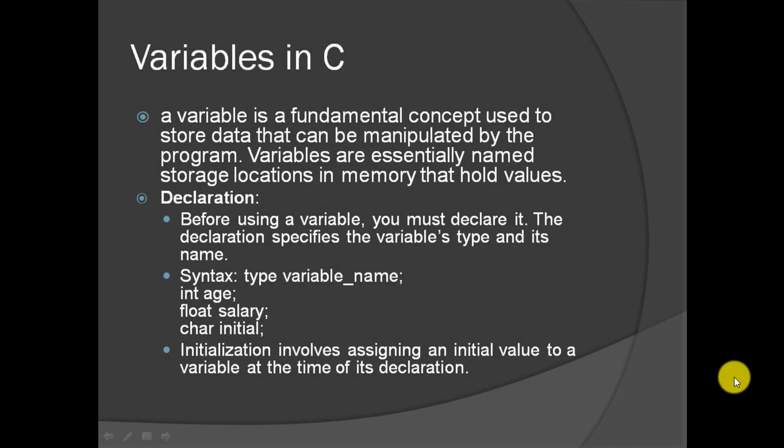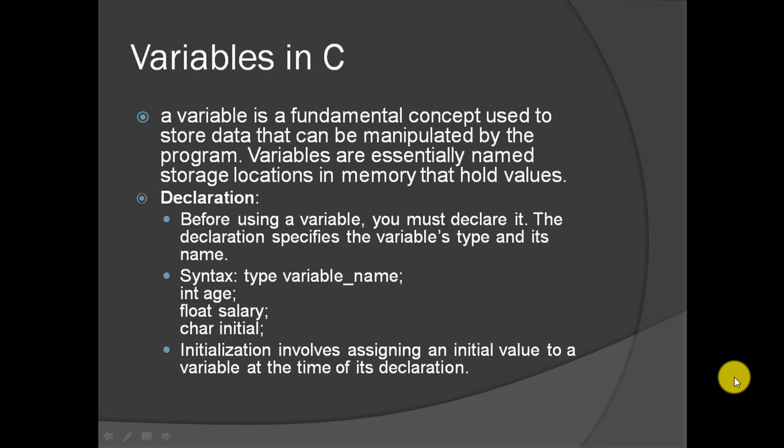Hello all. Previously we have seen primitive data types in C language. Now let us see variables in C language. A variable is a fundamental concept that is used to store the data that can be manipulated by the program. What it means? A variable is a memory location in which a value can be stored and that value can be changeable during the execution of the program.